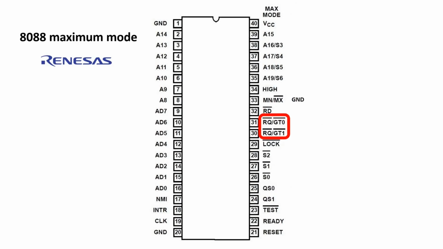Now in maximum mode the chip is reconfigured, so we no longer have hold and hold acknowledge. We have a pair of pins, request grant 0 and request grant 1. This allows two DMA masters, and the reason for this is that if you have an 8087, the 8087 needs to use one of these pins. I didn't know a lot about how the 8087 works, a maths coprocessor, but it turns out it needs control of the bus because it needs to do some reads and writes itself.